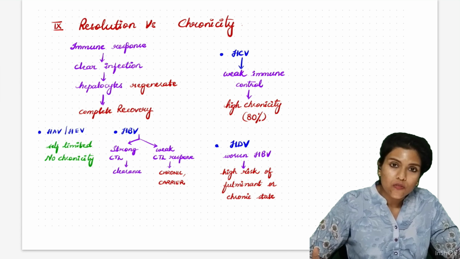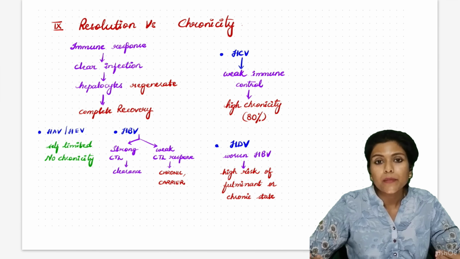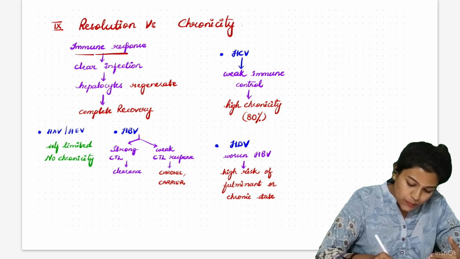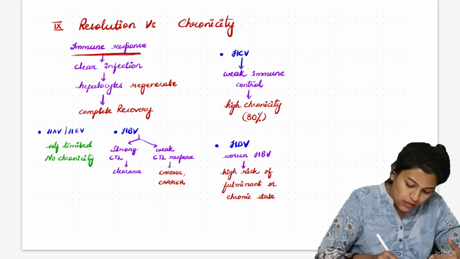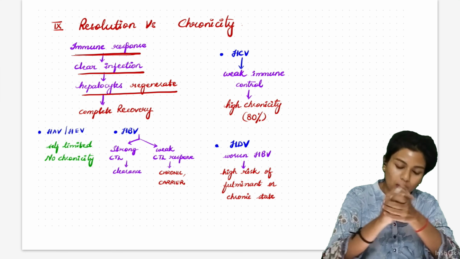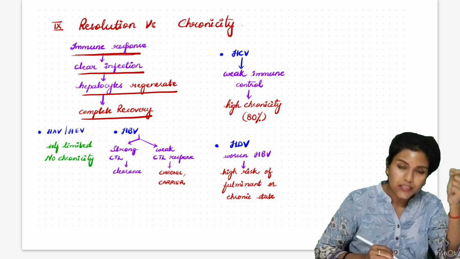So whether it resolves or progresses further, causing chronic disease, will depend on the immune status of the host. If the immune response is strong, it will clear the infection and the hepatocytes will regenerate. Once the problem is solved, the hepatocytes will grow and try to regenerate themselves. So there will be complete recovery.